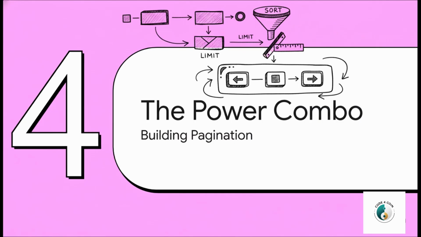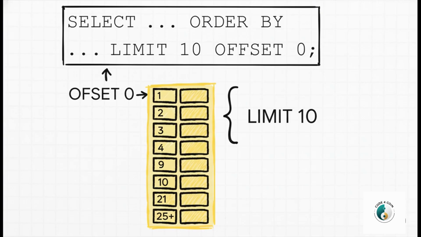All right, now for the real payoff. Let's combine all 3 of these ideas, order by, limit, and offset, to solve a super common problem, pagination. Building those page 1, page 2, page 3 links you see all over the web. So, to get the very first page of results, our query is going to look something like this.